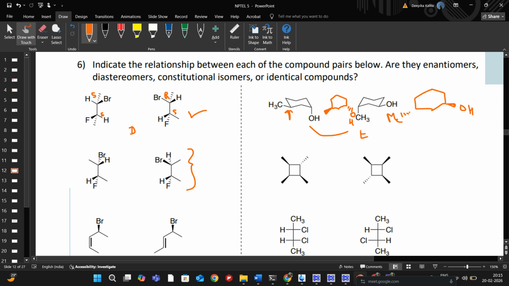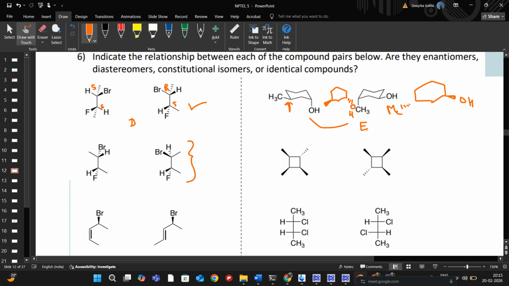You can also try to figure out the absolute configurations of the chiral centers, which will also tell you that these two organic molecules are enantiomers of each other. Okay, so this you can solve as homework, and we will solve this pair now.